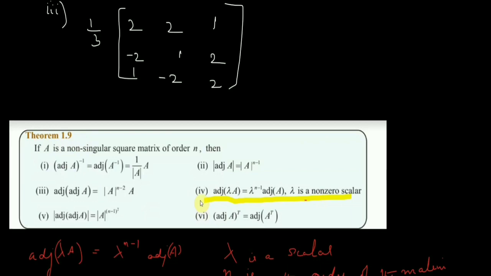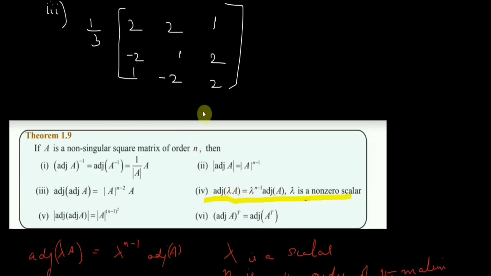Theorem 1.9. The fourth property we are going to use. Theorem 1.9, property 4. Adjoint of lambda A, where lambda is a scalar, is lambda power n minus 1 into adjoint of A, where lambda is a scalar and n is the order of the matrix. You are taking out lambda outside, in power n minus 1. So if n is 3, it will become 3 minus 1, that is 2, multiplied by adjoint of A.